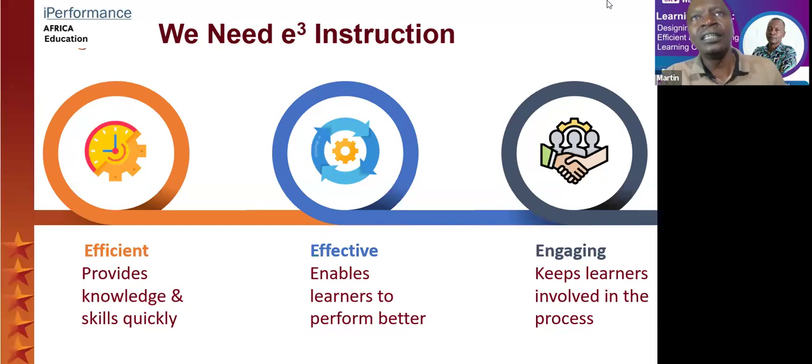Here comes in the 20-10-20-70 principles, that what you learn in the training room is about 10%. What you learn from your peers is another 20%. What you actually learn by doing forms the 70%, which is the bulk.